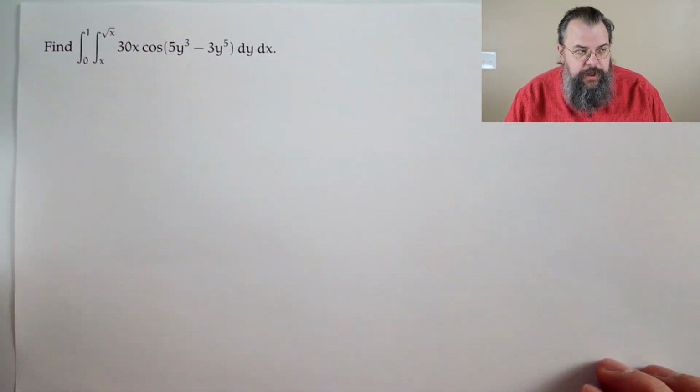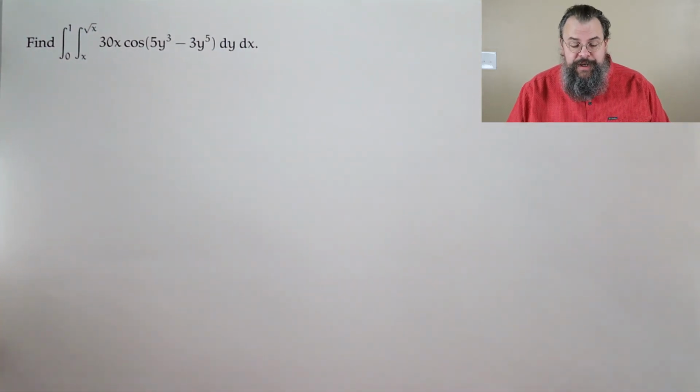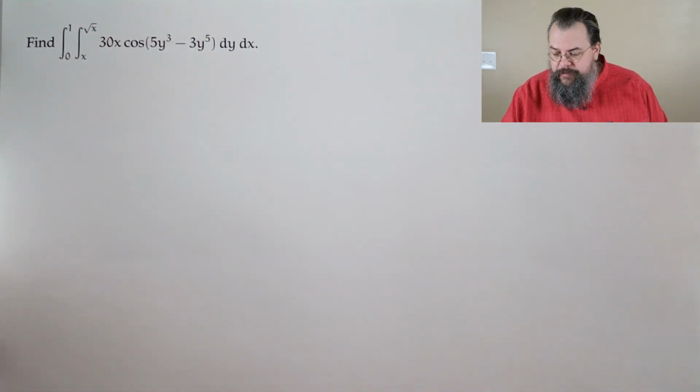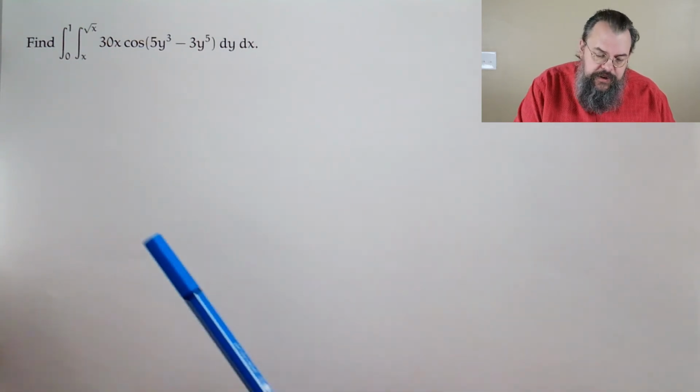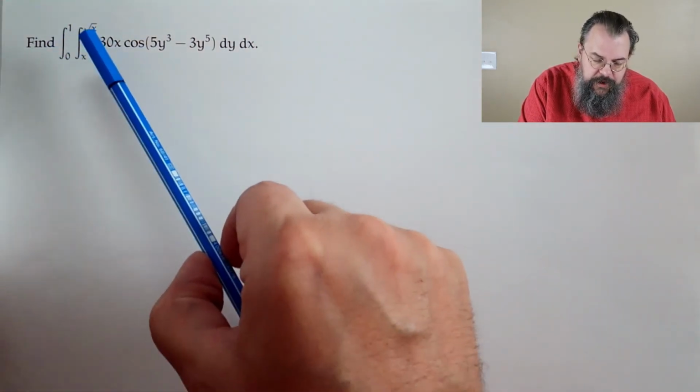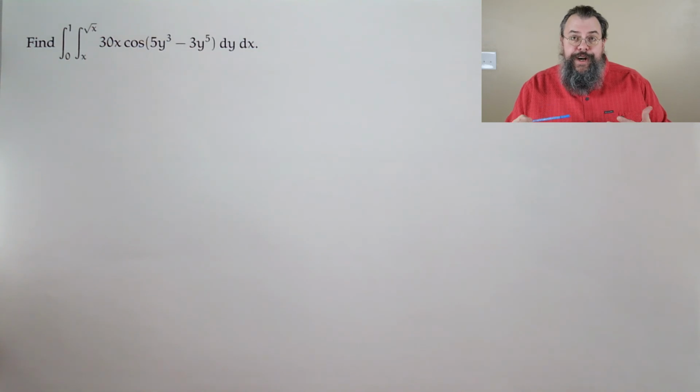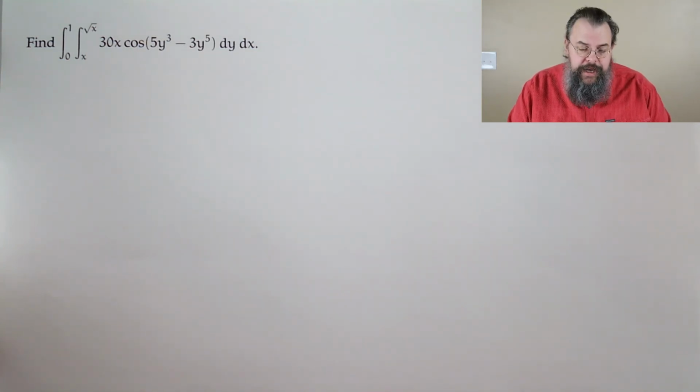Okay, our next problem. Like I said, we're going to get really good at these kinds of problems because we're going to have so much practice. Find the integral from 0 to 1, integral from x squared to x, of 30x times cosine of 5y cubed minus 3y to the 5th, dy dx.